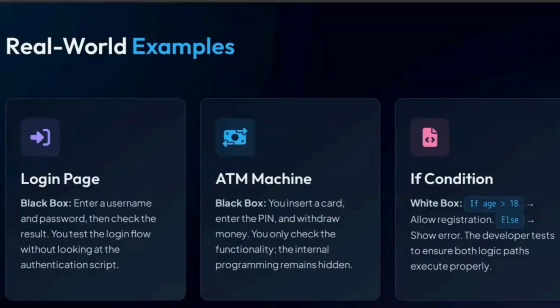If condition, white box testing: if age is more than 18, allow, else show the error. Here the developer tests both logic paths internally.